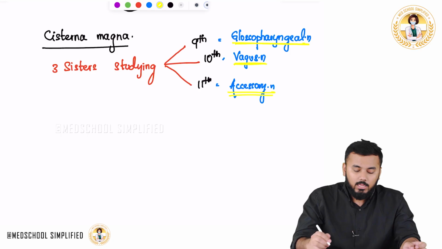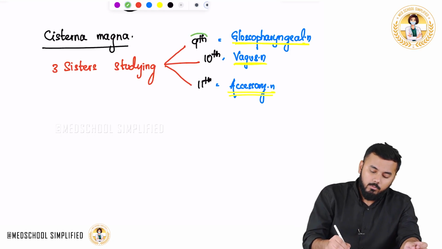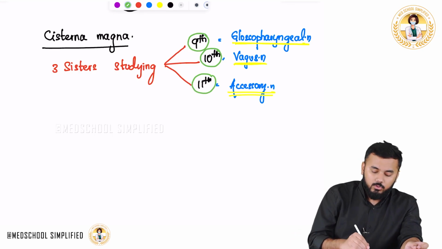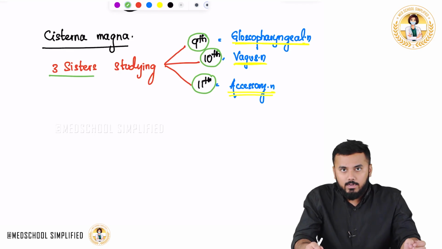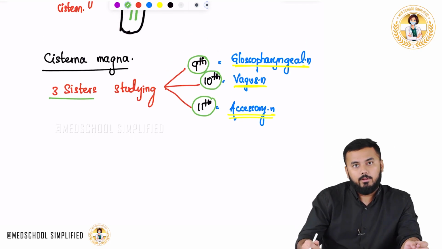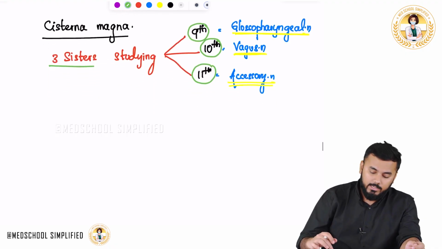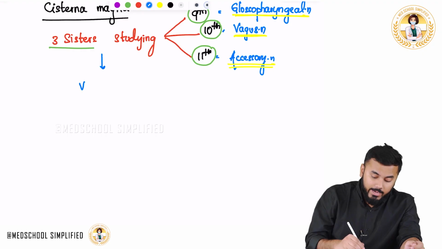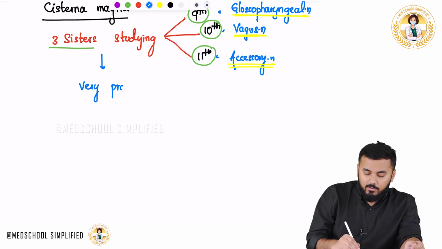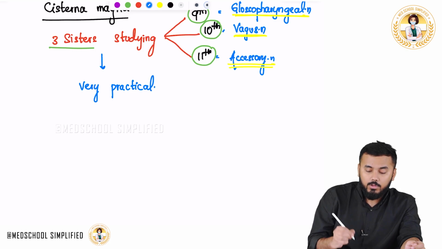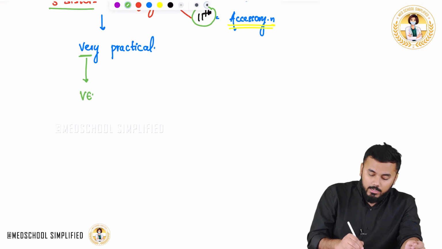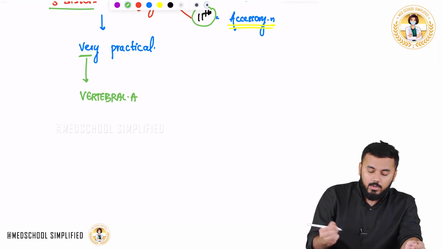So these are the three important nerves located over here. Clear, all of you? Just remember it as three sisters studying 9th, 10th and 11th. These are the three nerves located in the cisterna magna. Are there any arteries located? Yes. And these three sisters have one more nature: they are all the time very practical. What do you mean by very? VER stands for vertebral artery.